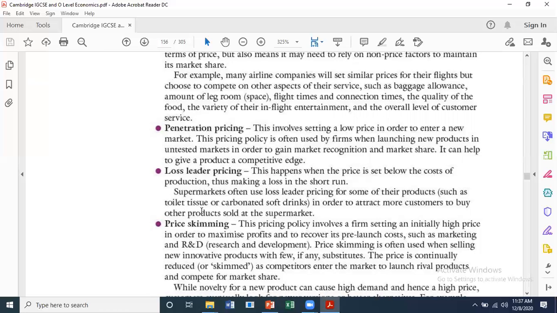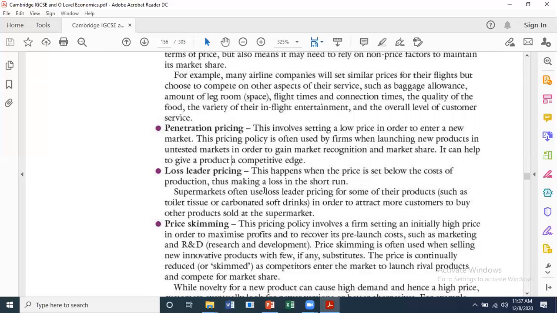Okay. Then we are having loss leader pricing. This happens when the price is set below the cost of production, thus making a loss in the short run. And then we have supermarkets often use loss leader pricing for some of their products, such as toilet tissue or carbonated soft drinks, in order to attract more customers to buy other products sold at the supermarket.